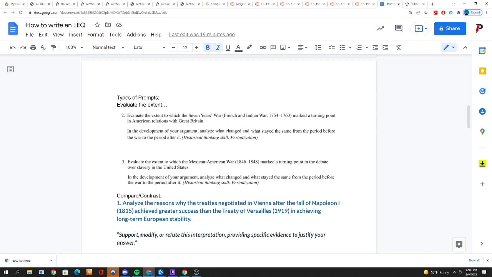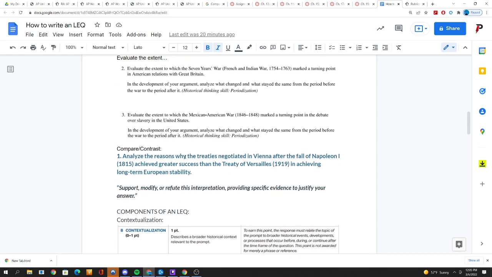This is basically saying, all right, I'm going to make a claim. So let's say they make the claim of, see how far the 7 Years' War marked the turning point in American relations. It'll be a statement like, the 7 Years' War was a turning point in American relations with Great Britain. Then it will ask you to support, modify, or refute the claim, which in a sense is basically saying to evaluate the extent of, because it's making that statement and you either refute it, modify it, meaning that you go in the middle, or you support it fully and then you justify your answer with evidence. So I hope this makes sense.